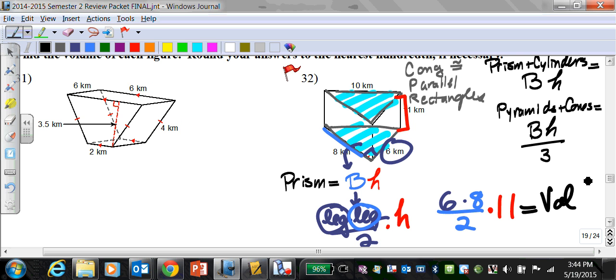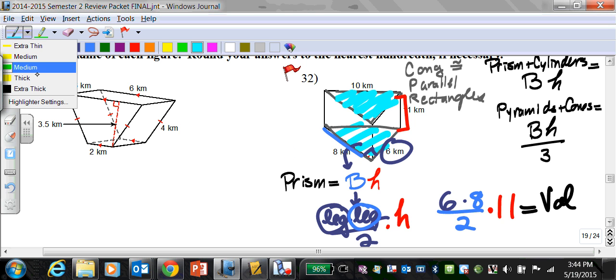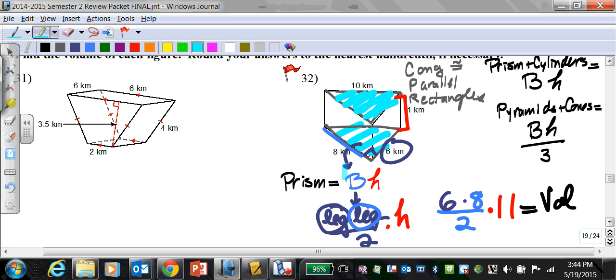A word to the wise: always, always, always shade your base, and then identify what your base consists of.